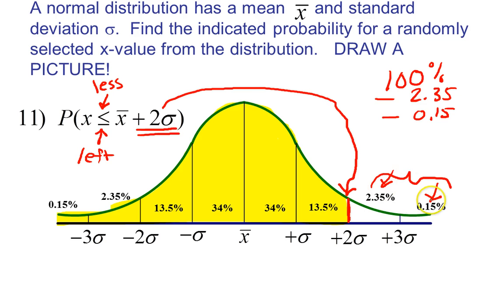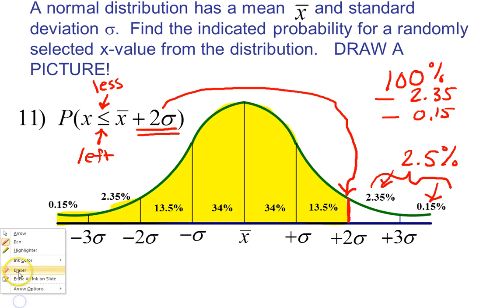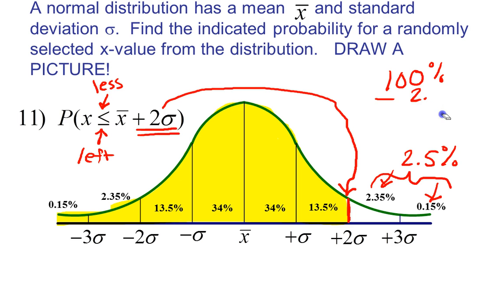You're going to see it enough times that you might as well just memorize it. This is 2.5%. If you add these two up, it's 2.5%. So if you take 100 and subtract 2.5%, that should be what you have over here. So what is that answer? Say it out loud. That is 97.5%. So that is the answer: 97.5%.